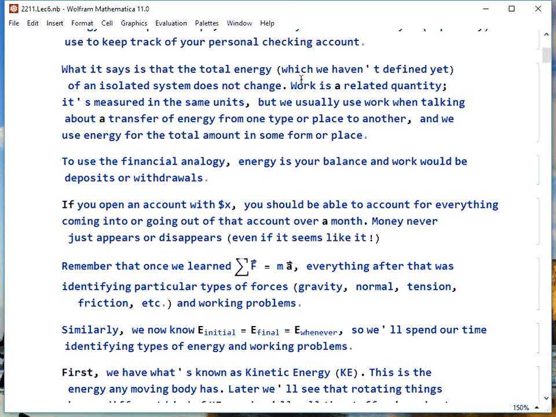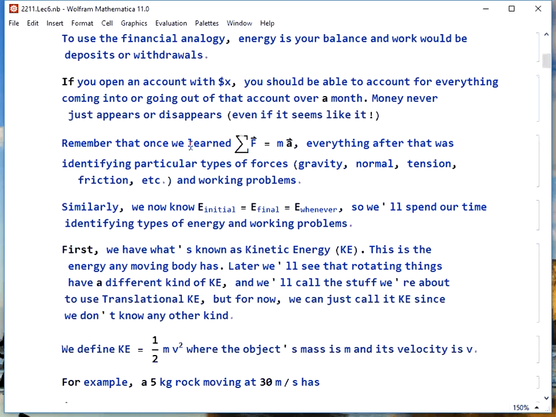There's a related quantity called work. It's measured in the same units, but the way we typically use it is we use work if we're talking about a transfer of energy from one type to another, one place to another. We use energy for the amount in a particular place. Financially, energy would be like the balance, and work would be like deposits or withdrawals. If you open an account with some amount of money X, you should be able to account for everything coming into or going out of the account over a month. You should never have money just disappear randomly or appear randomly.